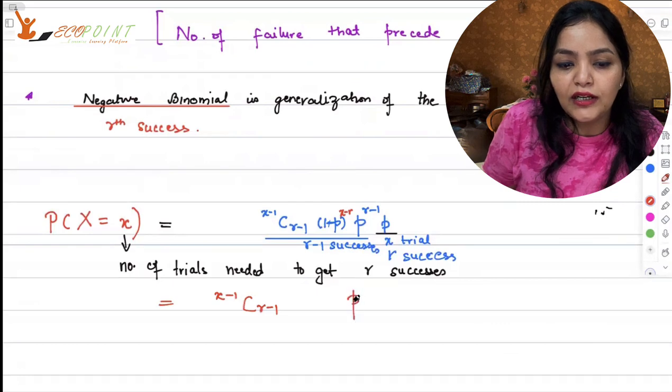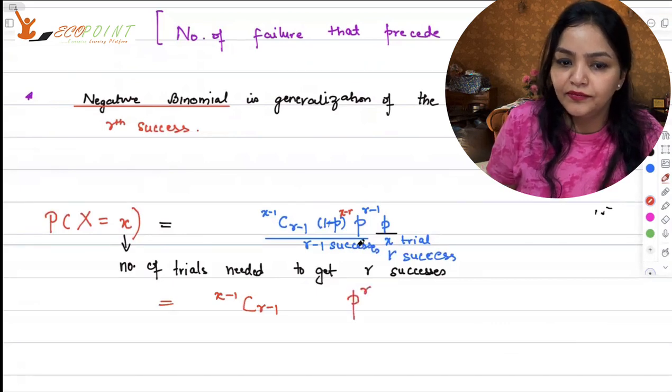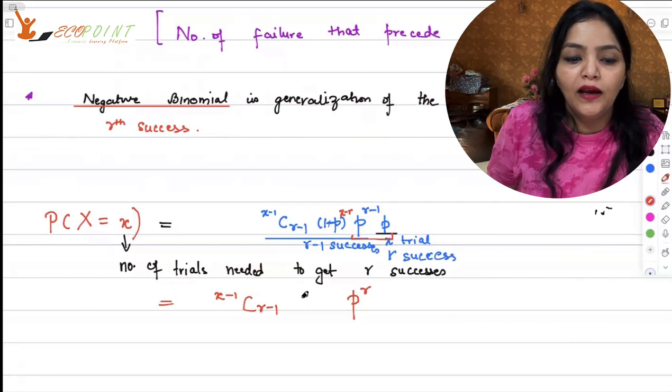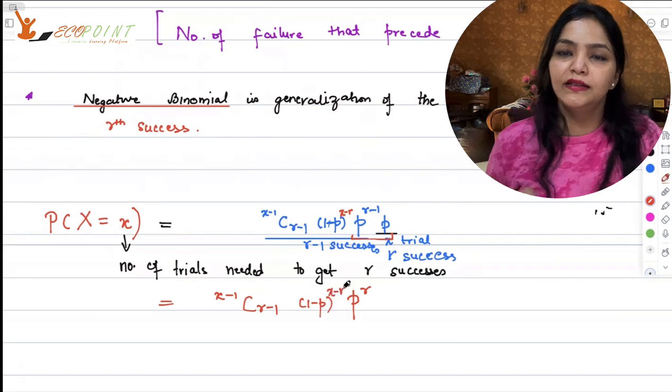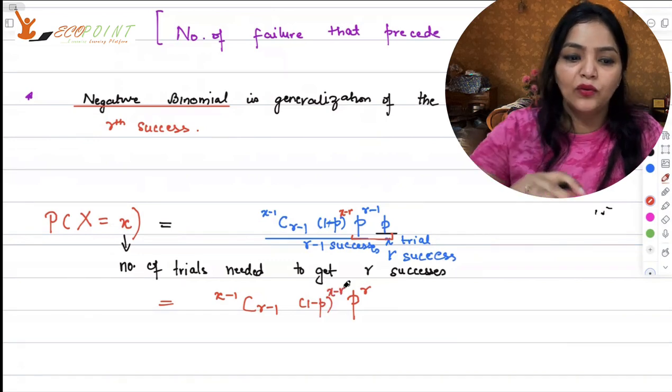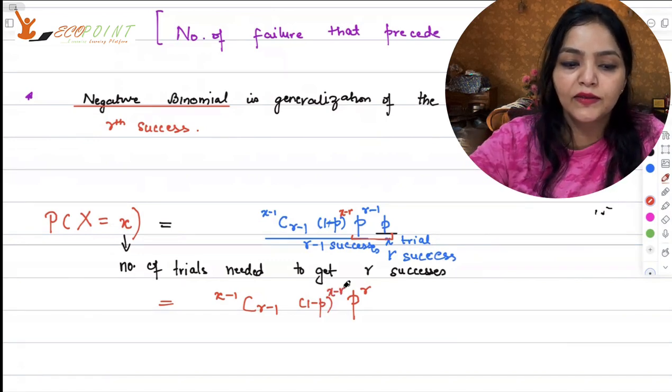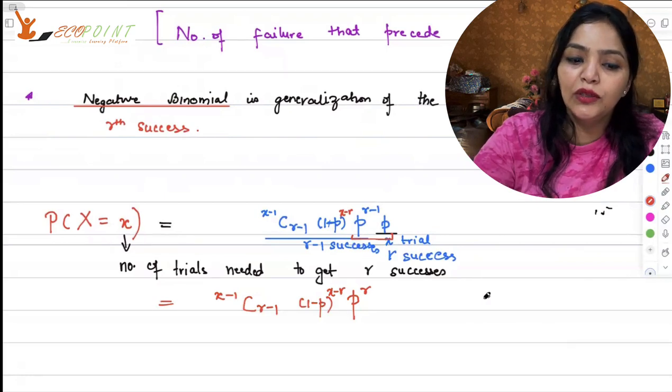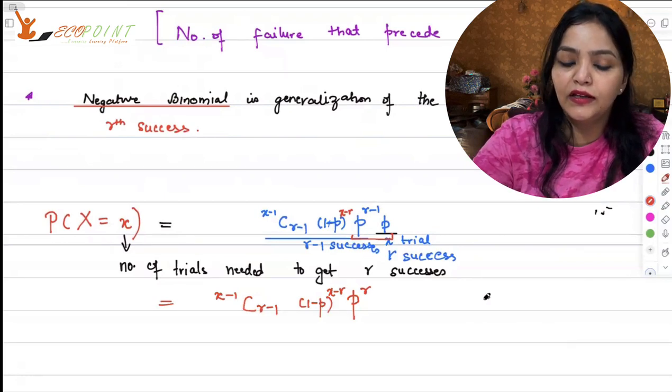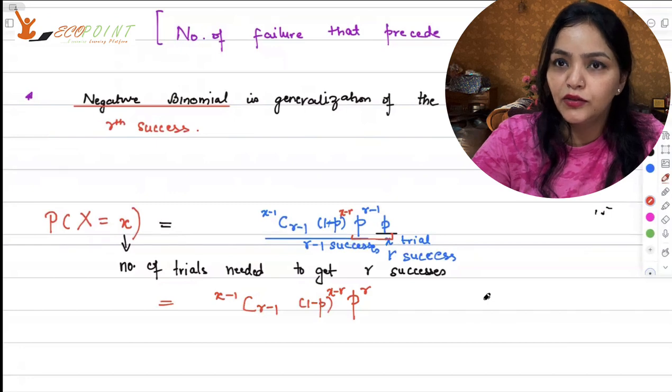So in total, I have R successes. Once you combine this, you will get R successes, multiplied by 1 minus P to the power X minus R. So hence what we have is X minus 1 C R minus 1, 1 minus P to the power X minus R, into P to the power R.